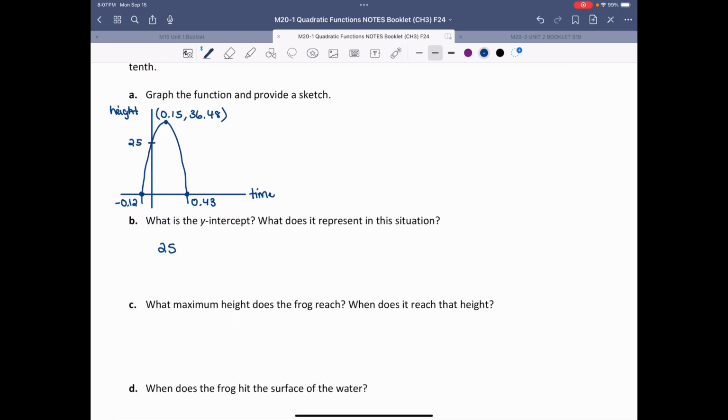So 25, and it is the initial height of the frog while on the rock.